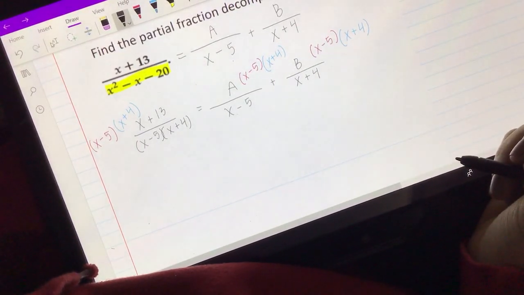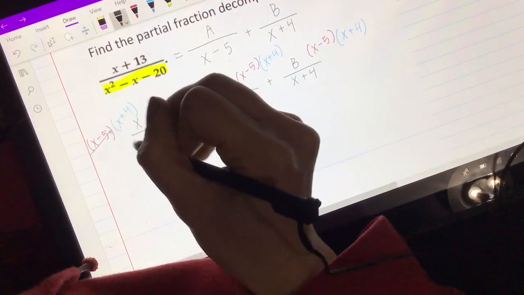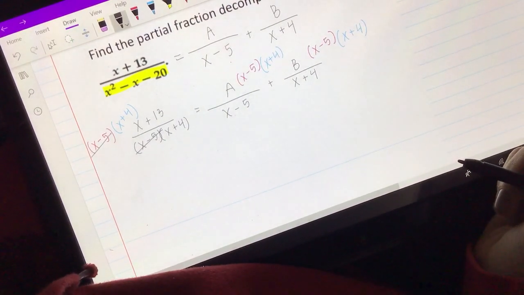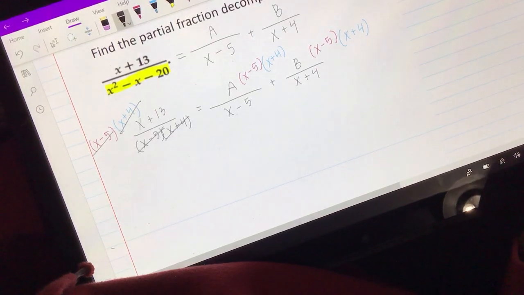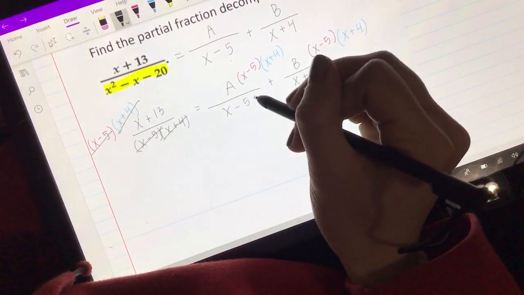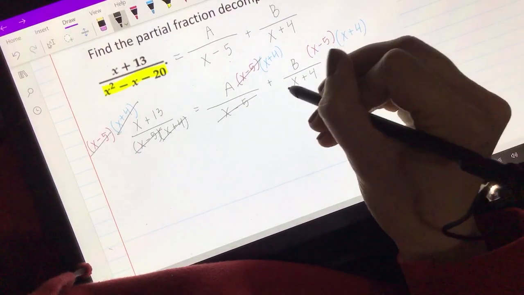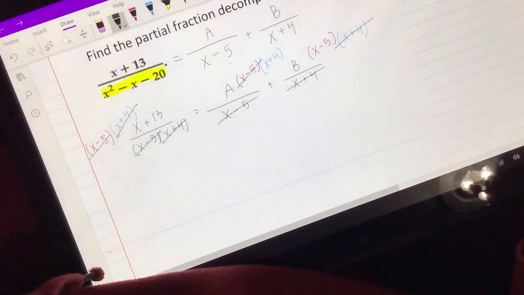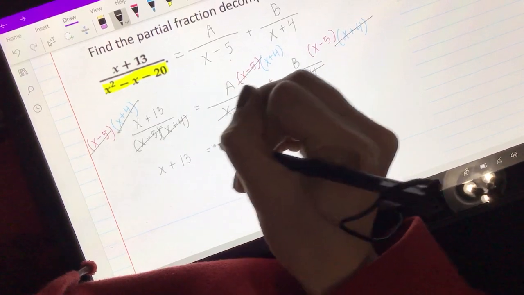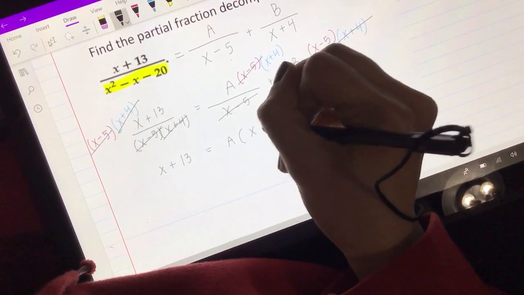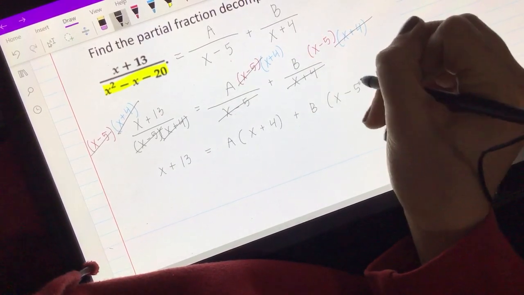Okay, so now let's go through and cancel out factors that are found in the numerator and the denominator. X minus 5 is in both the numerator and denominator for this term. So is x plus 4, so those cancel out. In this first term on the right side, x minus 5 is my common factor that can reduce out. On the second term, x plus 4 is the common factor. Now let's rewrite what's left. So we have x plus 13 equals a times x plus 4 plus b times x minus 5.